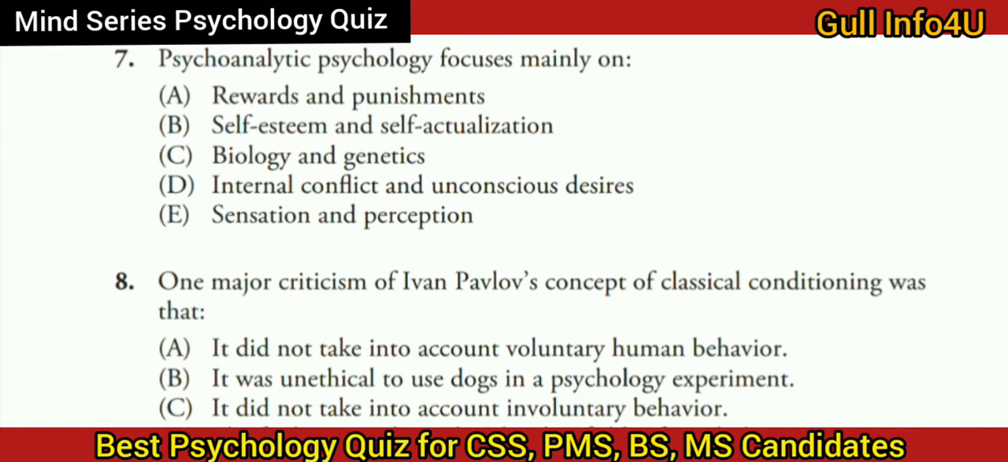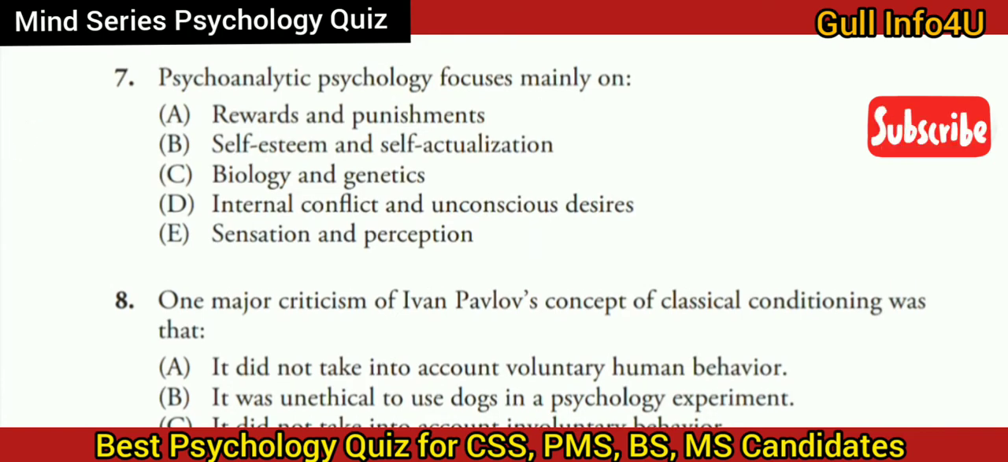Psychoanalytic psychology focuses mainly on A. Reward and punishments. B. Self-esteem and self-actualization. C. Biology and genetics. D. Internal conflicts and unconscious desires. And E. Sensation and perception. Take a deep look, and the option true is coming on next screen.